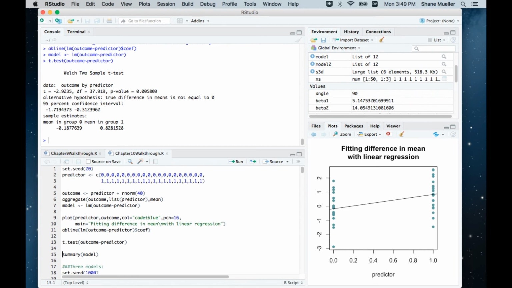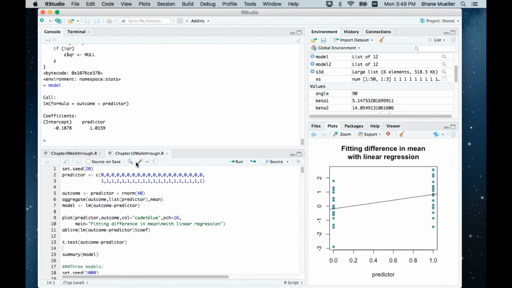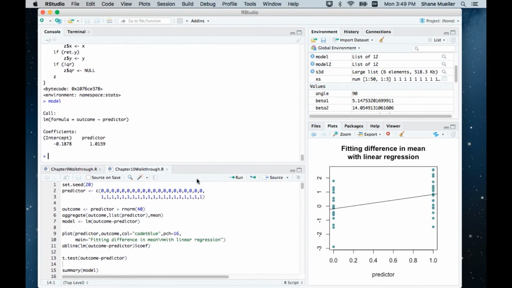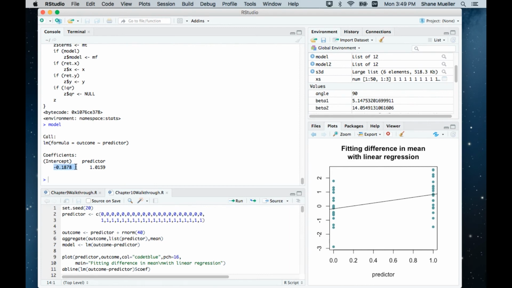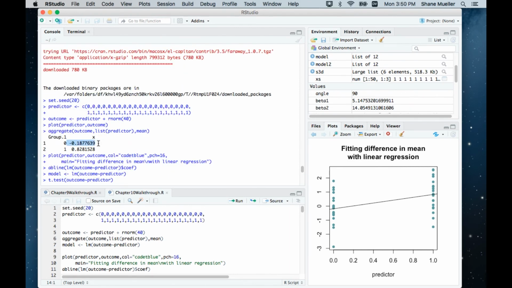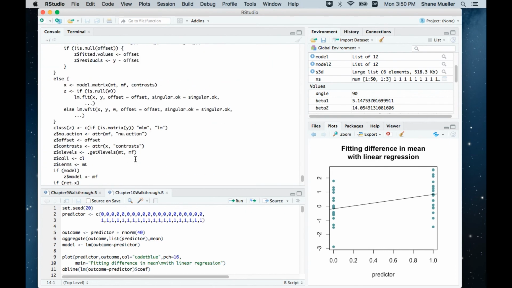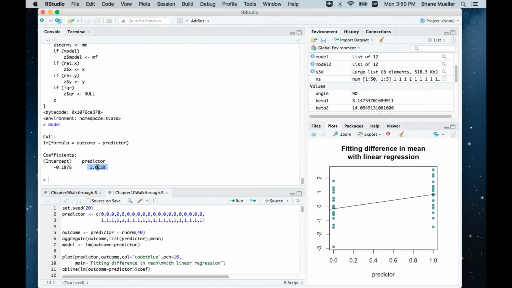Now we've only really looked at the LM model, just looking at it gives us these predictors. Now there's something funny here. Intercept is negative 0.187, and if we look here, level 0 is negative 0.187. They're the same. And if we subtract these two, you'll find that it's equal to this, 1.01. It's almost exactly a 1.01 difference.